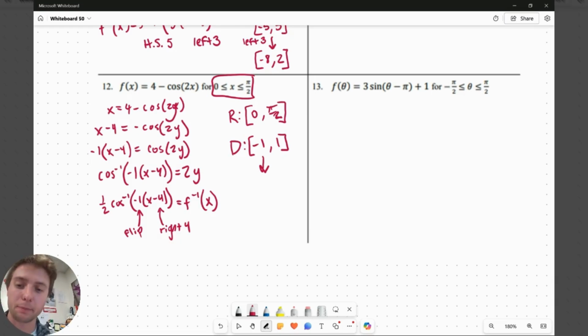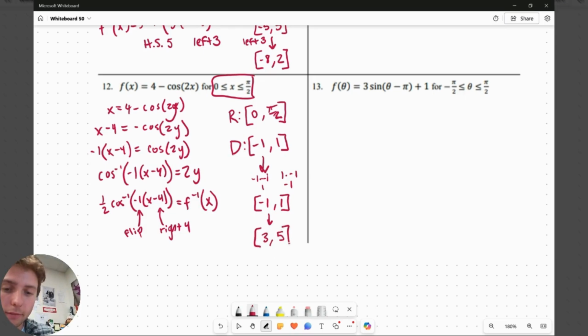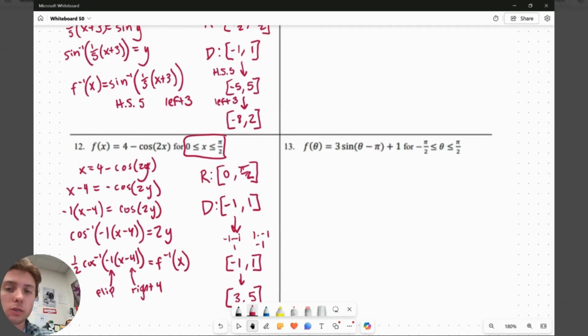If I apply this transformation of -1, that just means both of these values multiply by -1. -1 times -1 gives me +1, and 1 times -1 gives me -1. But remember, your domain and your range always need to be written as the lowest value, then the highest value. So the flip doesn't necessarily change the domain. But what does happen is it goes right 4. We can add 4 to both of these, giving us 3, 5 as the new domain. There's an example for sine and cosine.